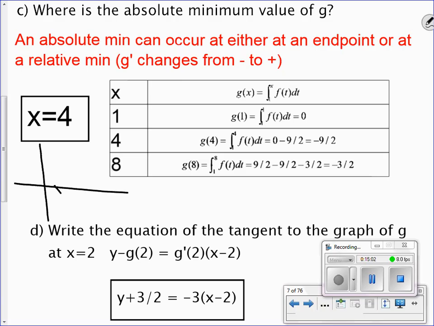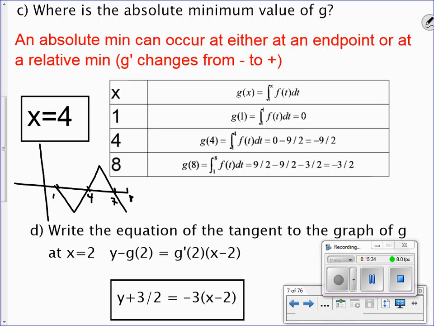So it goes negative. If you're going to have an absolute min, it has to occur at an endpoint, 1 or 8, or where you have a relative min at 4, where the derivative is going from negative to positive. So if we get those y coordinates, we'll just compare them, and the least will be the absolute min. To get those values, those y coordinates, you have to use the definition.